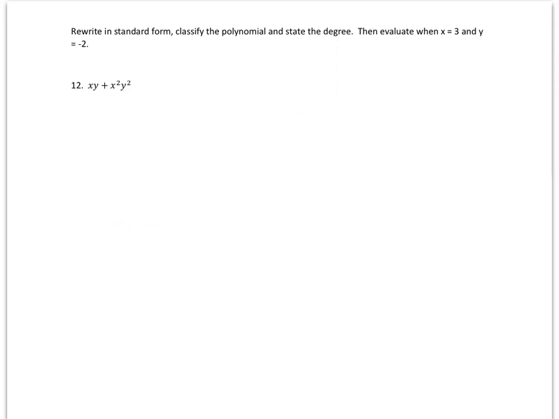So let's read directions. Rewrite in standard form. Step 1. Classify the polynomial. So remember, monomial, binomial, trinomial, polynomial. And state the degree, then evaluate when x equals 3 and y equals negative 2. So what I've done is I've taken all the steps, plugged it into one problem. Make sure you have all these pieces answered when you come in tomorrow.